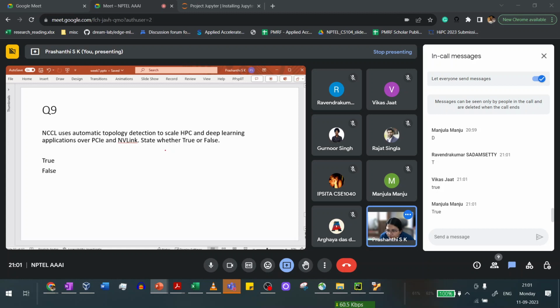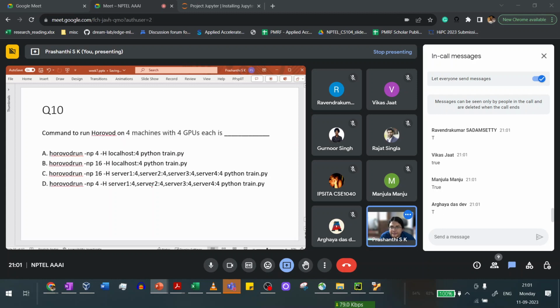True, true, true. Okay. Yes, it is true. Like we spoke about, it detects the topology automatically and uses that to scale deep learning applications. And NCCL is not only used for deep learning but also HPC. So the answer is true. Let's move to the last question.